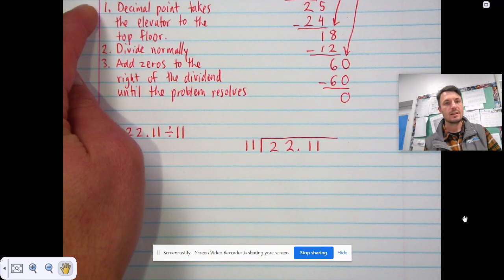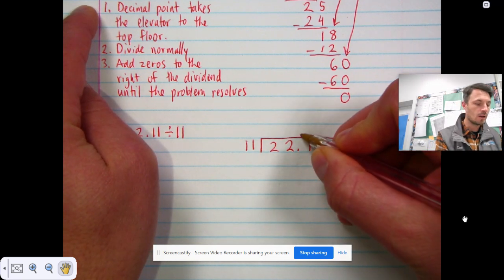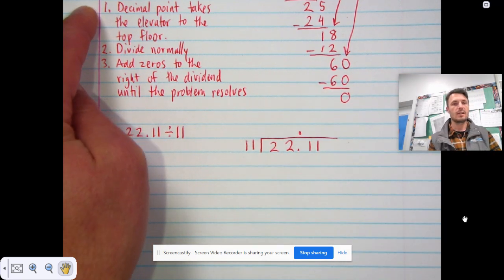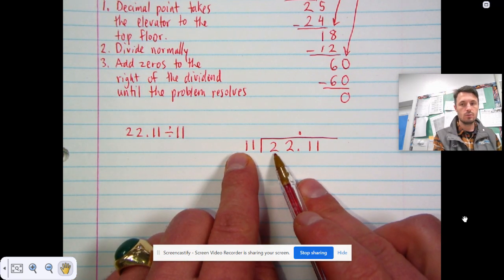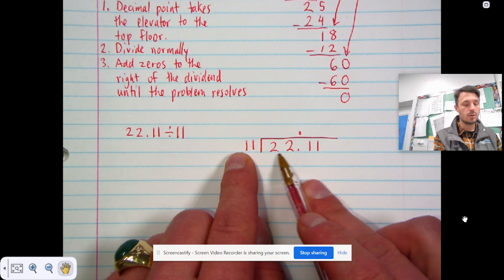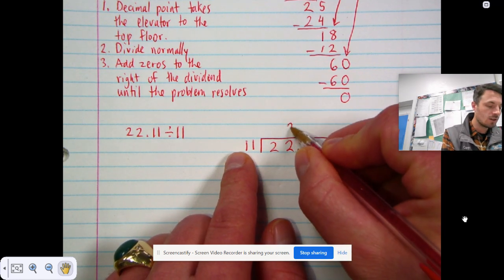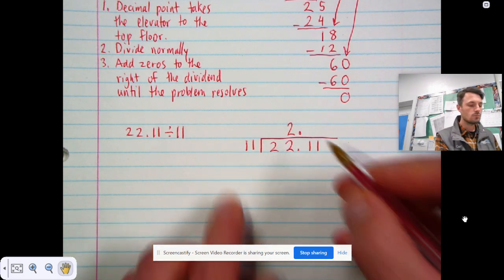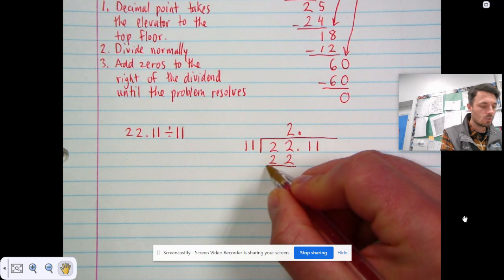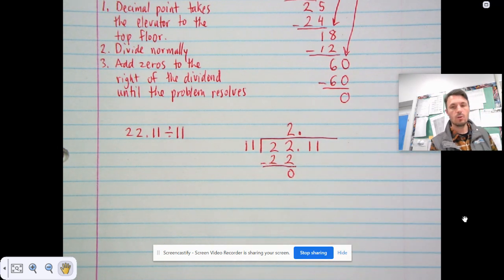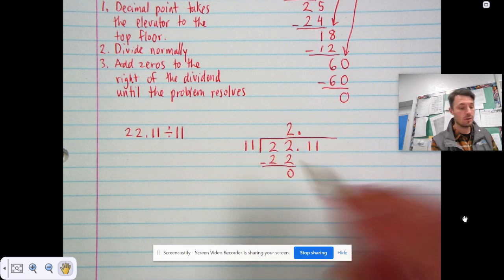First step is decimal takes the elevator to the top floor. Ding, ding, going up. Second step, divide normally. Can we fit 11 into 2? No. Can we fit 11 into 22? Yes. 2 times 11 is 22. So it can fit in 2 times. 2 times 11 is 22. Now we subtract. 22 minus 22 is 0. Is 0 smaller than 11? Yes, that's how we know this 2 is correct.